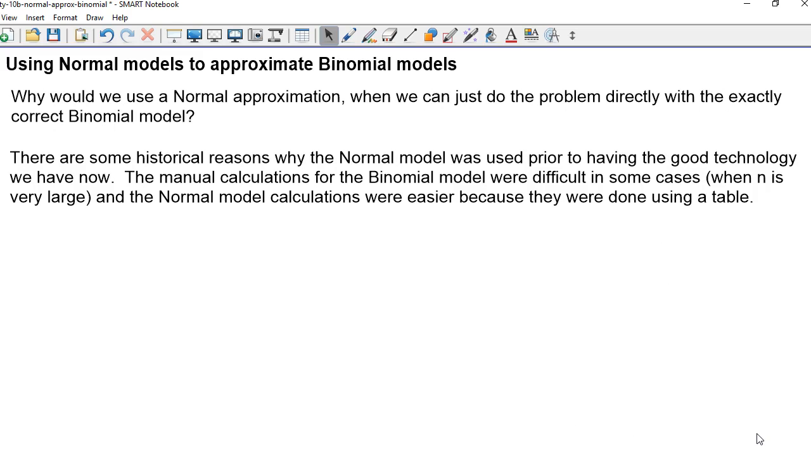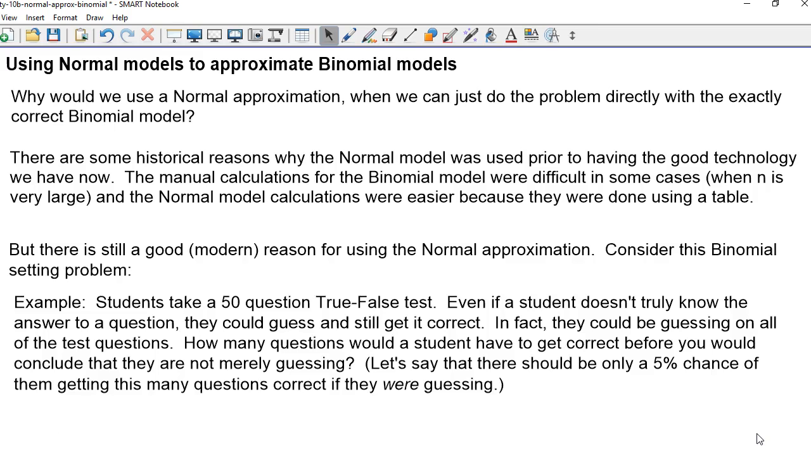But there are some historical reasons why the normal model was used prior to having the good technology that we have now. The manual calculations for the binomial model turn out to be more difficult in cases where n is very large, and the normal model calculations were easier because those were always done by looking up z-scores in a table. So it turned out that it was just physically easier to do the normal calculation for large values of n. And as a result, this concept appears frequently on the multiple choice portions of the AP statistics exam. For some reason they still put that on, even though this is kind of a historical oddity.